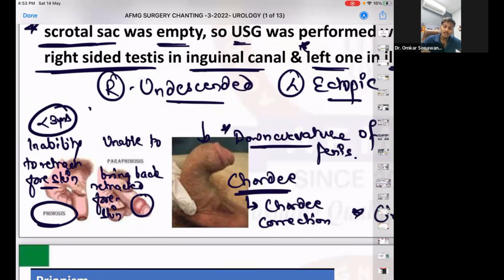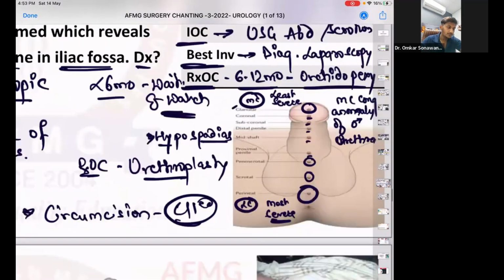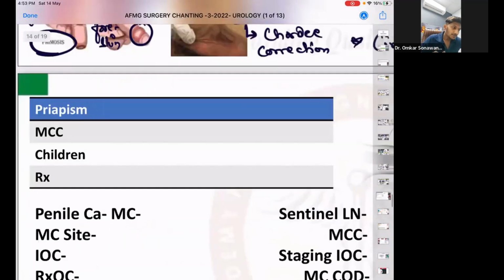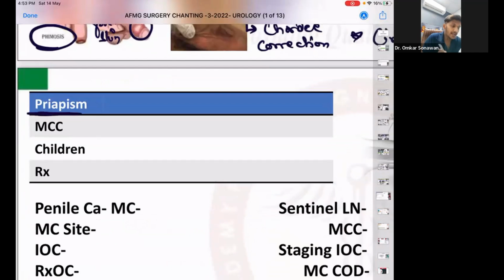No issues with this. Moving further. If I move further, talking about the next one, guys. Here you can see there is priapism in the patient. Priapism is what? Anybody? Priapism is painful, persistent penile erection.